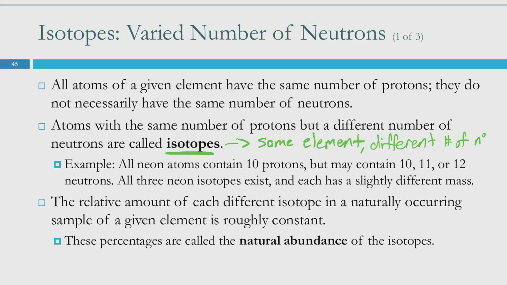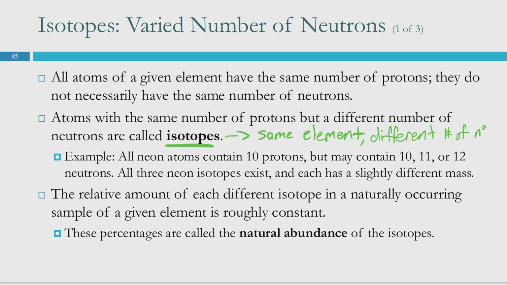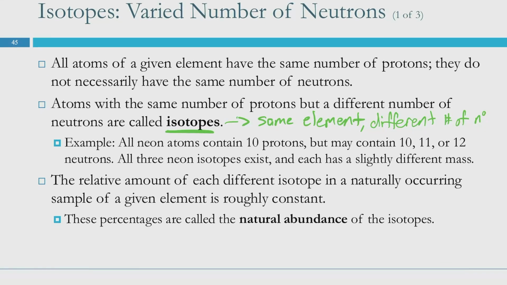So for example, neon atoms, because they're neon atoms, they have 10 protons. They're always going to have 10 protons if they're a neon atom. However, they could have 10, 11, or 12 neutrons. Those are all numbers that allegedly exist. You could probably have other higher numbers. You could probably have lower numbers. Not all numbers of neutrons are going to exist at any given time.